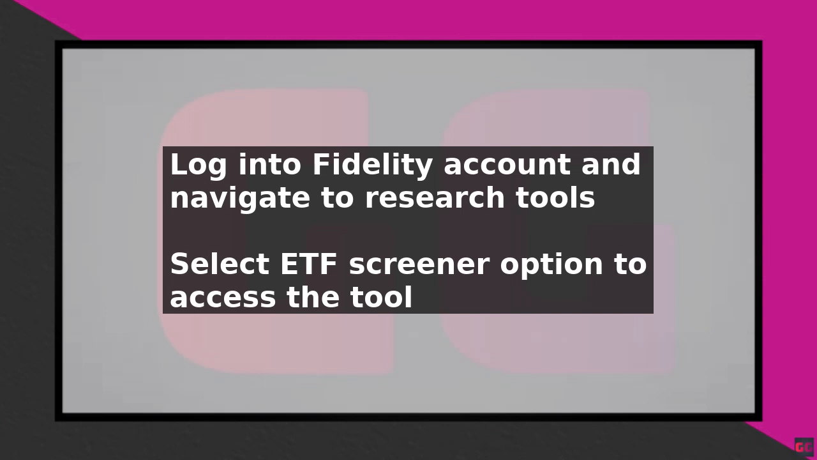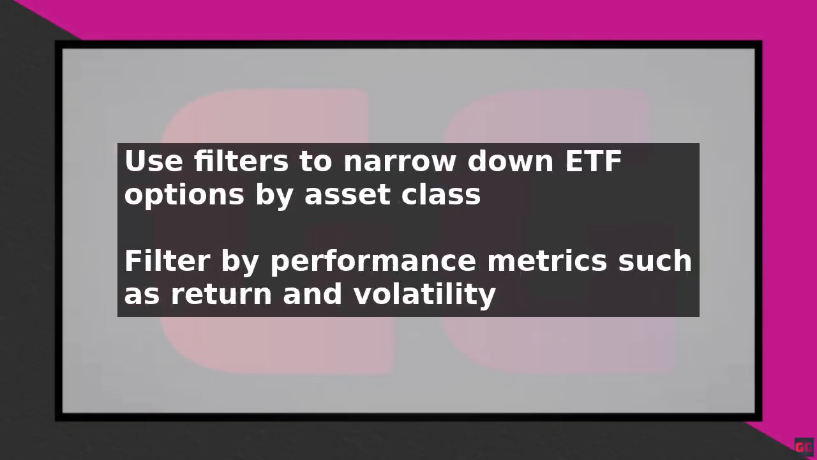To narrow down the options, use the filters on the left side of the page. These filters allow you to select ETFs based on factors such as asset class, sector, and geographic region. You can also filter by performance metrics, such as return and volatility. Once you have selected your filters, click the Apply button to see the results.